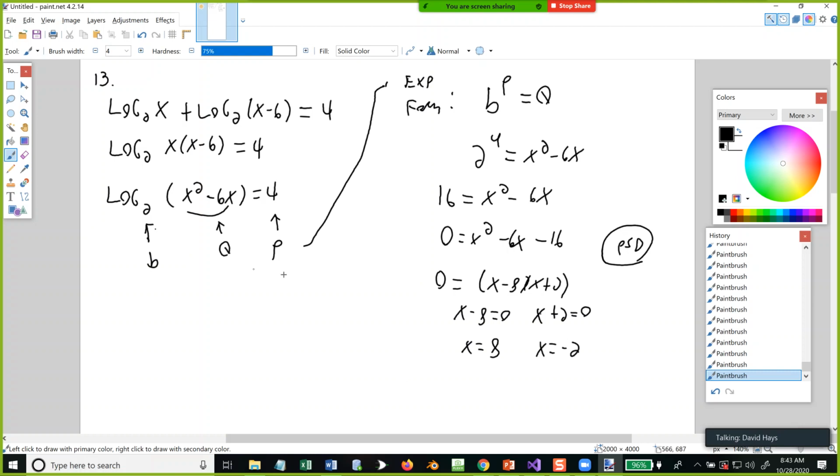But we have to check those. If I take the 8 and plug it back in, I have log 8, that's fine. Plug it in here, 8 minus 6 is 2, that's fine. We just can't have log of 0 or log of a negative number. Now if I plug in negative 2 for the x here, right away I'm going to have log of a negative number, which I can't have. So we cross that one off. And our only answer is x equals 8.